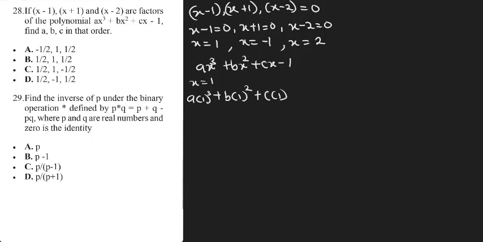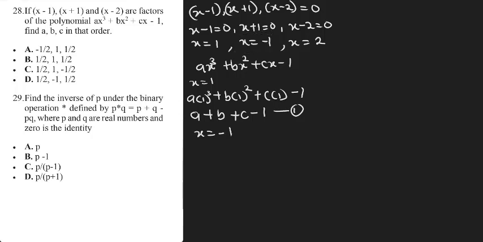Wherever we see x, we'll put 1, minus 1, right? So 1 raised to power 3 is the same as 1. So this is the same as a plus b plus c minus 1. This is equation 1, right? When x equals 1, we'll get this. Then the next one is when x is equal to what? Minus 1.